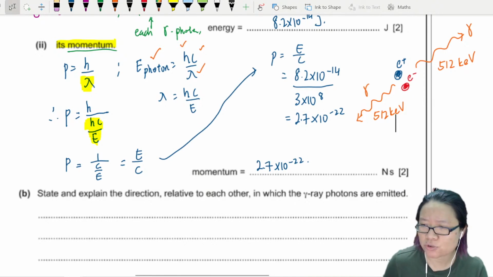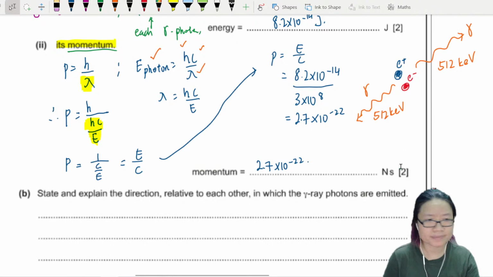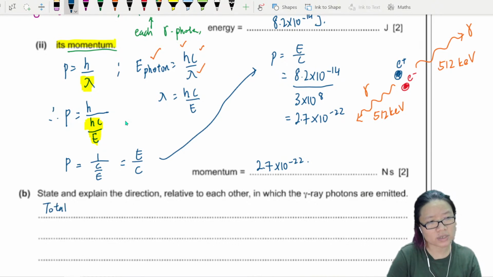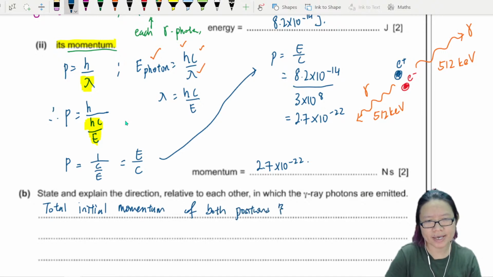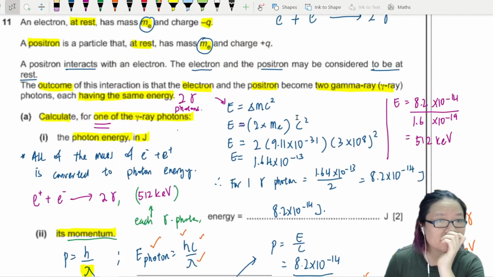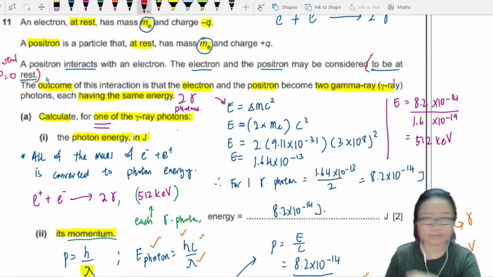But part B, you are asked to state and explain the direction, relative to each other, in which the gamma ray photons are emitted. So we have to explain the direction. I'll start first with the initial momentum. You can say that the total initial momentum of both positron and electron is 0, because they also mention here that they are considered to be at rest. So this is how you know that the initial total momentum is 0.